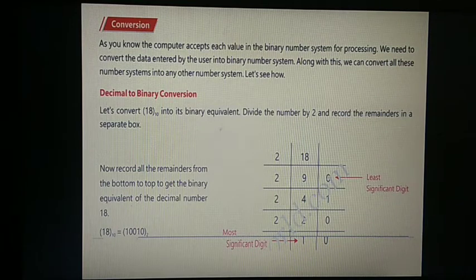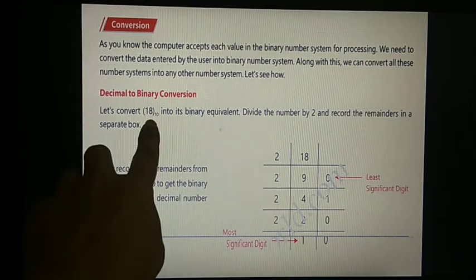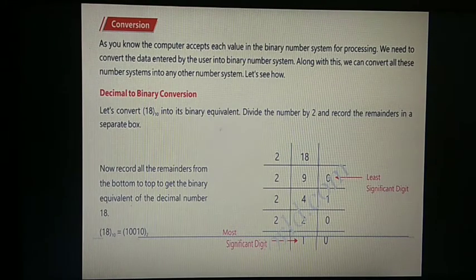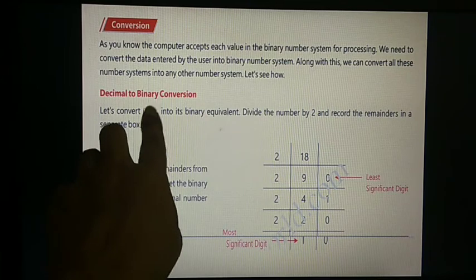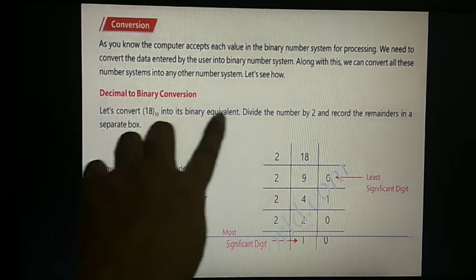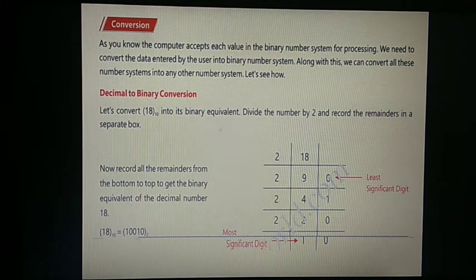Can you see over there? Within the bracket it is written as 18, and down it is written as 10. Yes or no? This means it is in the form of a decimal number system, which you are supposed to convert into the binary number system. So 18 base 10 you are supposed to convert into the binary number system.